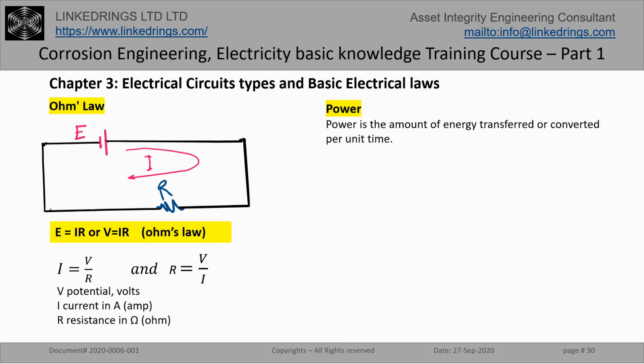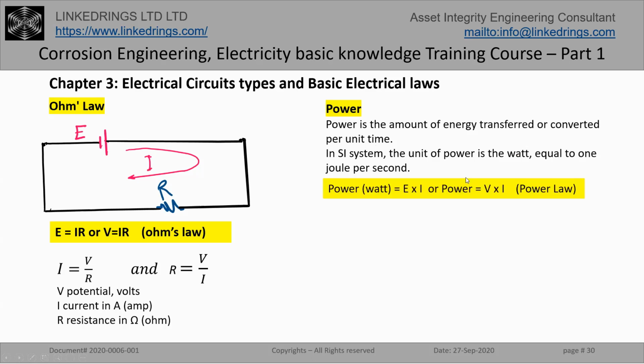What is power? Power is the amount of energy transferred or converted per unit time. In SI units, the unit of power is the watt, equal to 1 joule per second. So the power in watts equals E times I, or V times I. So the power equals the voltage times the electrical current.